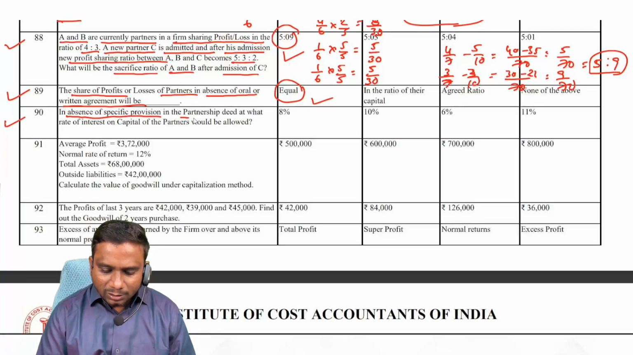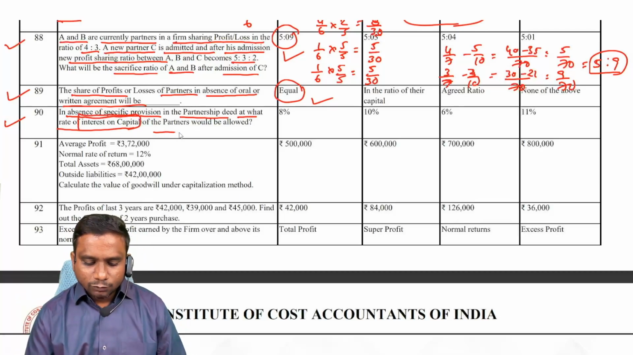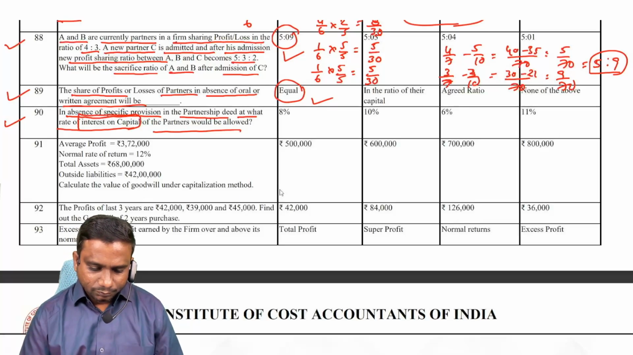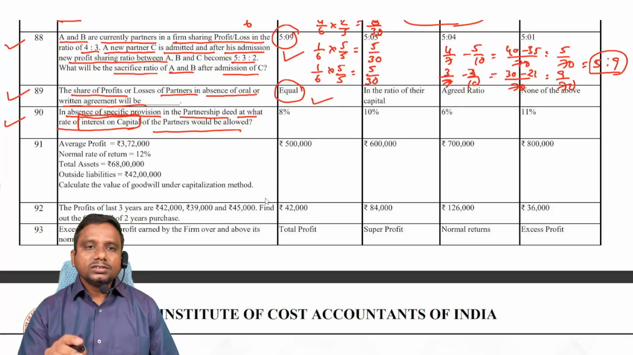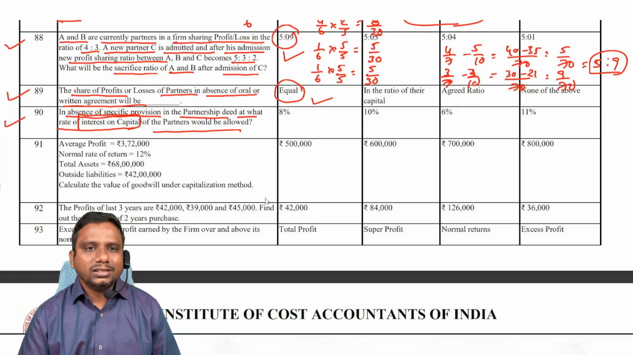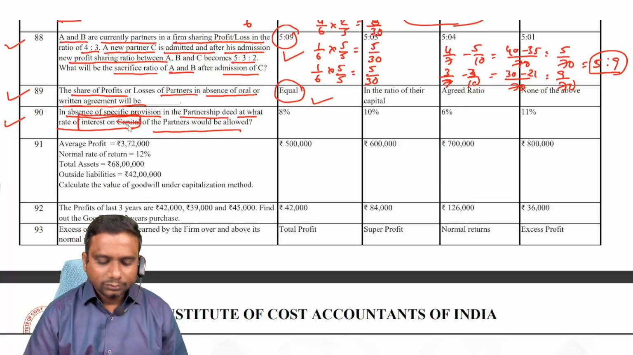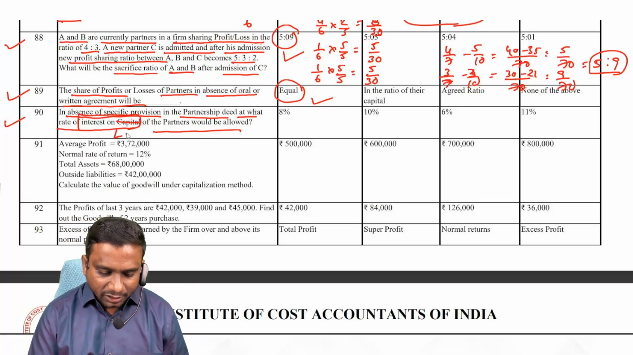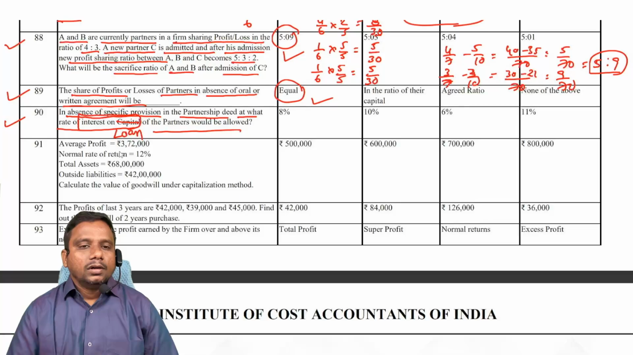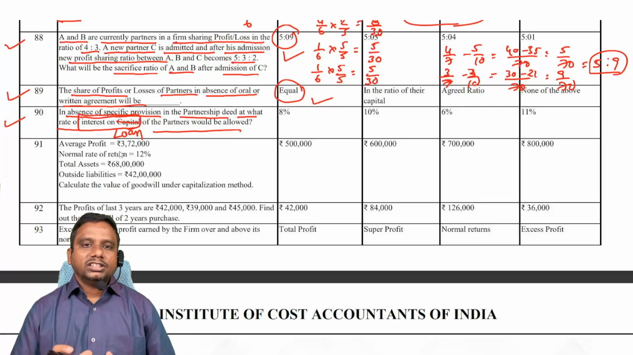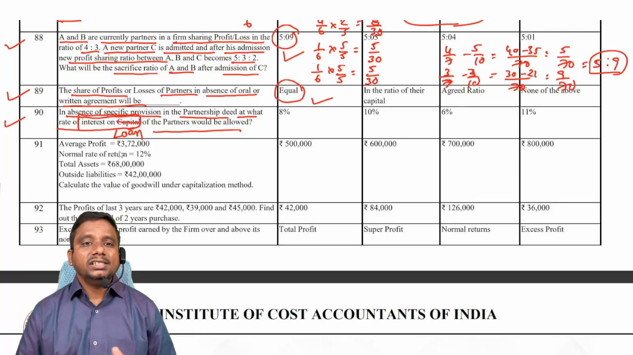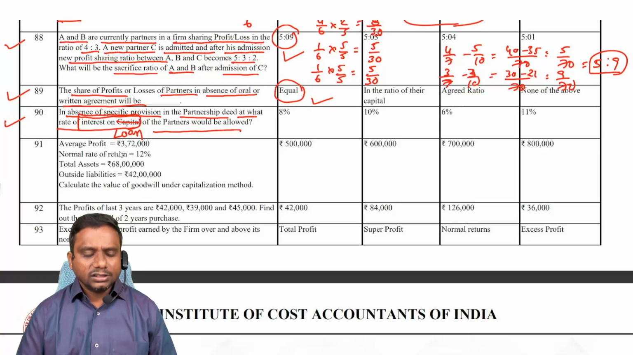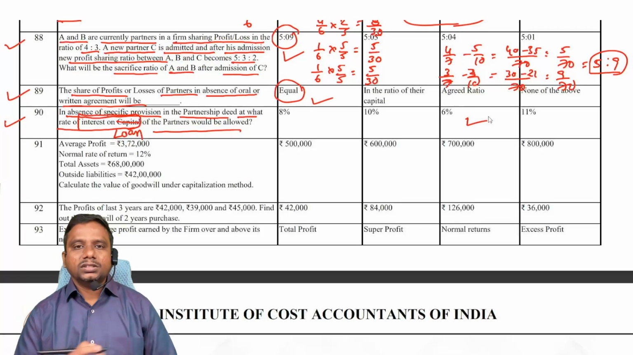90. In absence of specific provision in the partnership deed, at what rate of interest on capital of the partners would be allowed? They are asking about interest on capital. Actually, there is no interest on capital, students. Maybe it is a mistake. This is interest on loan. You may correct it. The Partnership Act says there is no interest on capital in the absence of a partnership deed. But if any partner has advanced some amount to the partnership, then he is eligible to receive 6% interest on loan. Make a correction, it is interest on loan. So if it is interest on loan, then option E is correct.